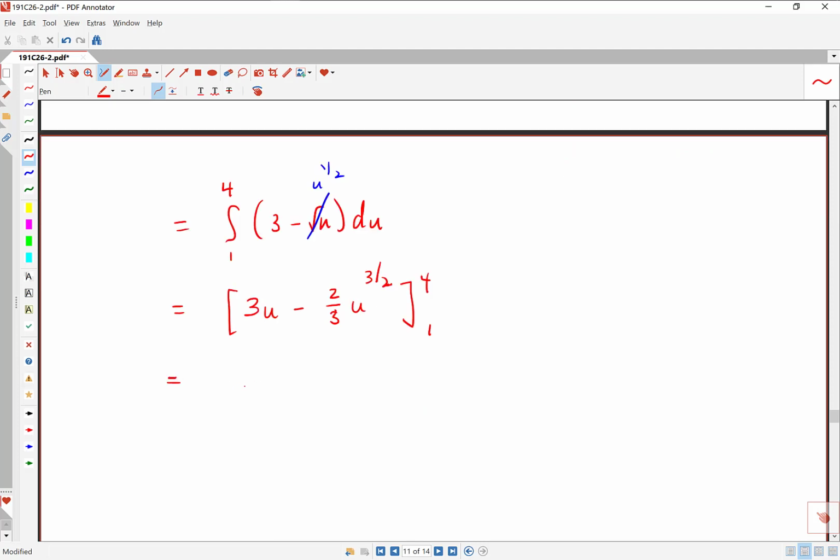So subbing in 4, you'd have 12 minus 2/3 times 4 to the 3/2. Okay, well, 4 to the 3/2 is equal to 8. So this part here just comes out to minus 16 over 3. And then we're going to subtract off the value at 1. So that's 3 minus 2/3. So final answer, 13 over 3 for our area.